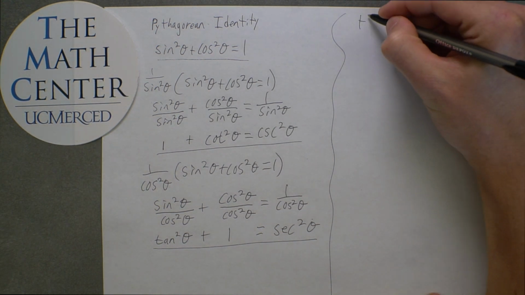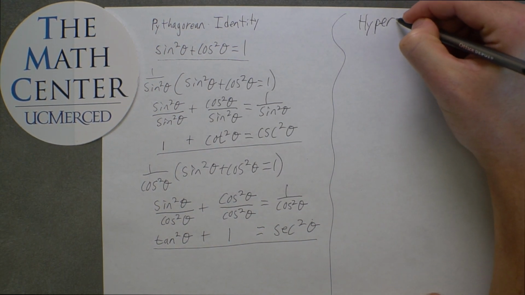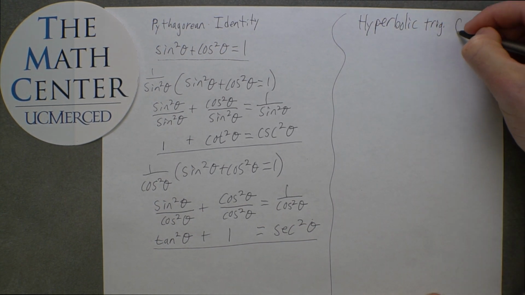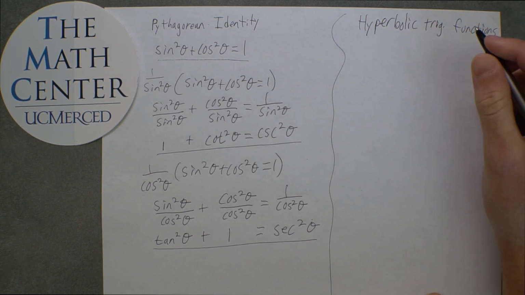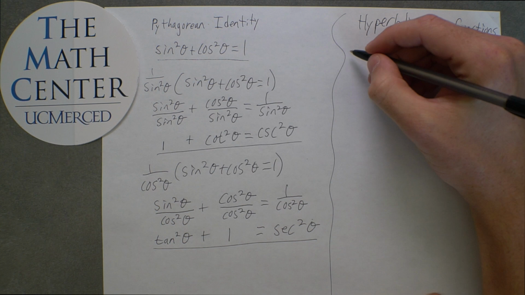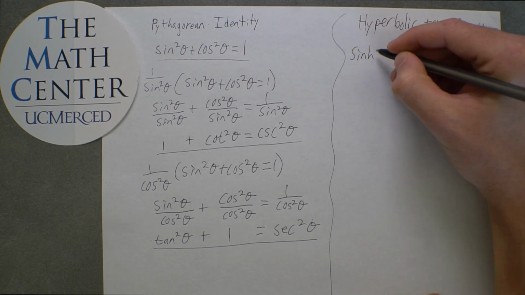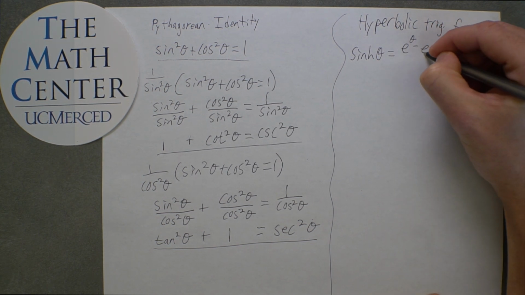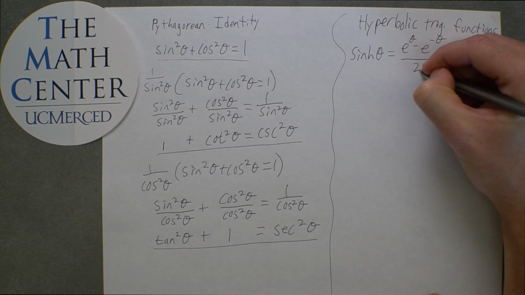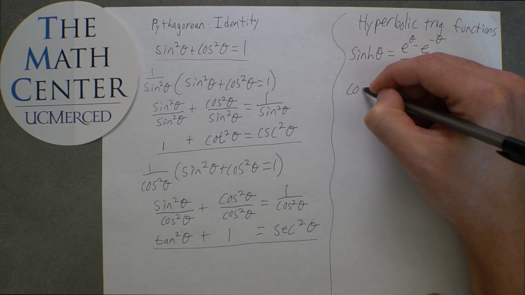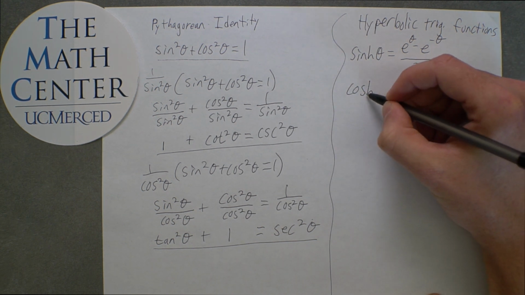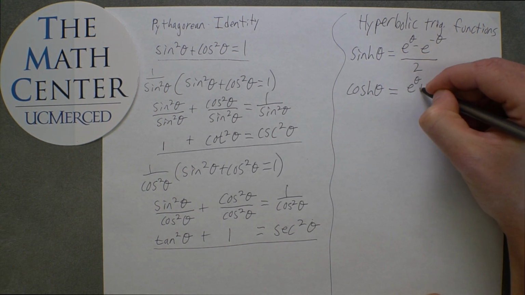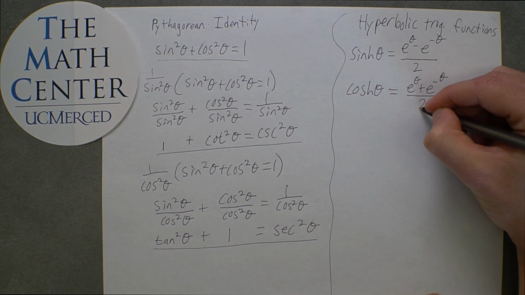So hyperbolic trig functions. Some examples of this are sinh, sine h, theta, which is equal to e to the theta minus e to the negative theta over 2. Also there's cosh, cosine h, this is the hyperbolic part, theta, which is equal to e to the theta plus e to the negative theta over 2.